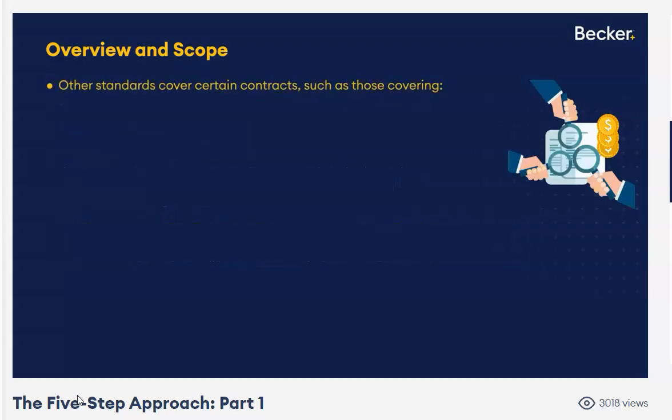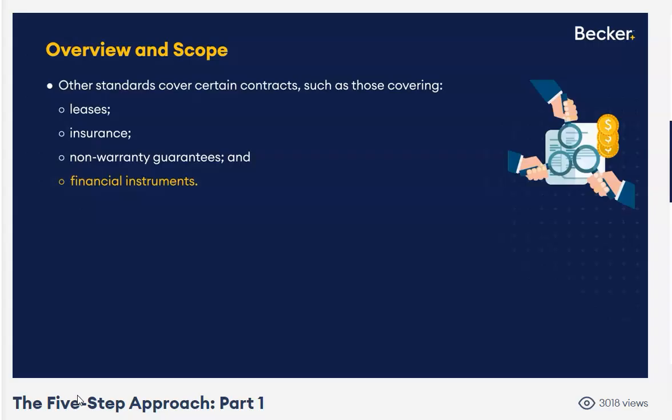Now, there are other standards that deal with other items, and that means that you're not dealing with topic 606. Instead, you're going to be looking at other ones like leases. That happens to be topic 842. Insurance, non-warranty guarantees, and of course, financial instruments, which are typically marked to market. You write them up as they go up in value in the market. You write them down as they go down in the market.